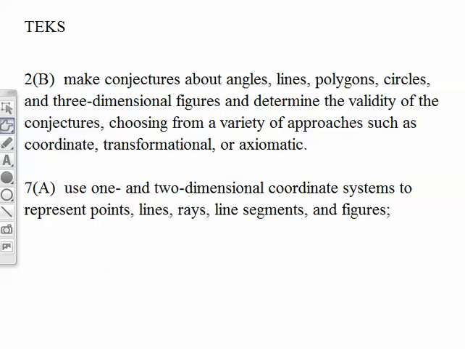What we've been looking at is making conjectures about angles and lines and polygons. We're using transformations to help us understand how these are happening. And we're using a coordinate system and transformations in a coordinate system to help us. We're using 1- and 2-dimensional coordinate systems to represent points, lines, rays, line segments, and figures. We're just getting back into that coordinate system a little bit. These are things that teachers want to make certain you know how to do.